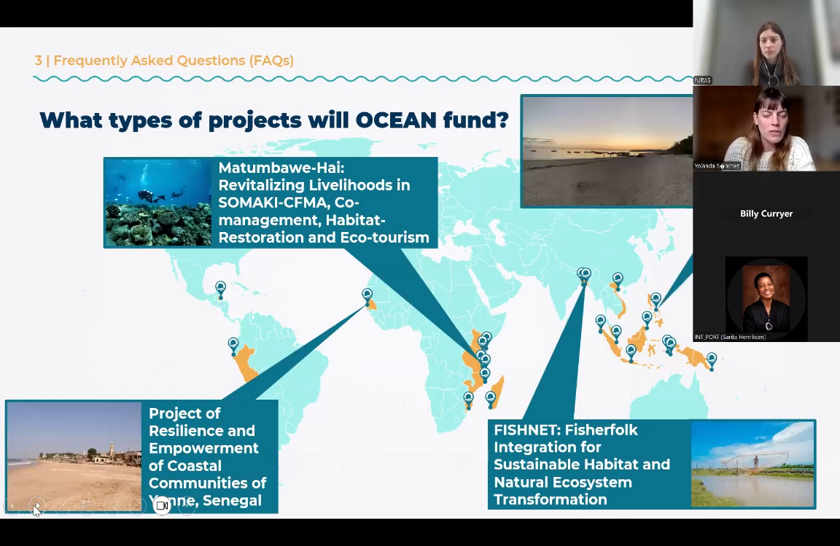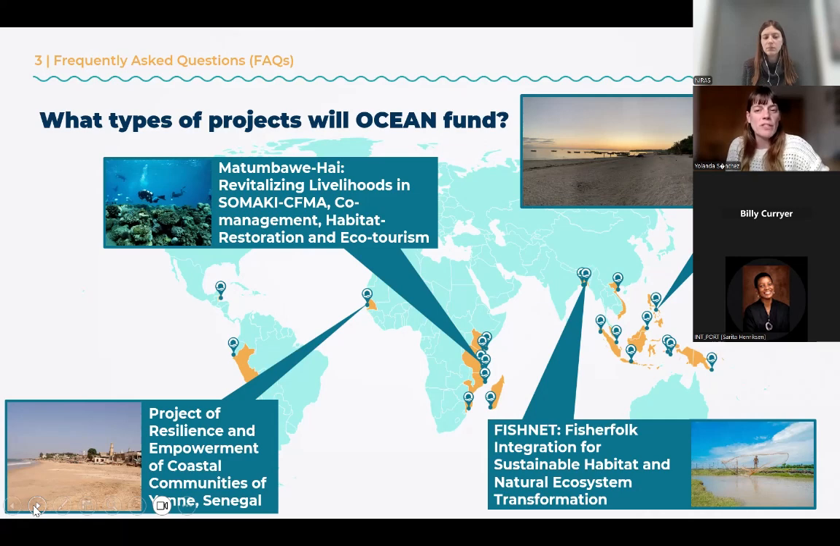So this is our advice. If you are not sure about your idea or activities, maybe you can have a look at the projects that we have funded from the first round, and then you will see what kind of ideas and projects we are interested in. Some of them are focused on co-management, habitat restoration, ecotourism. Some others are more focused on empowerment of coastal communities. Others are focused on empowering fisher alliances or sustainable habitat and natural ecosystem transformation. There are a lot of topics, but you will realize that all of them integrate this idea of poverty alleviation and marine conservation.